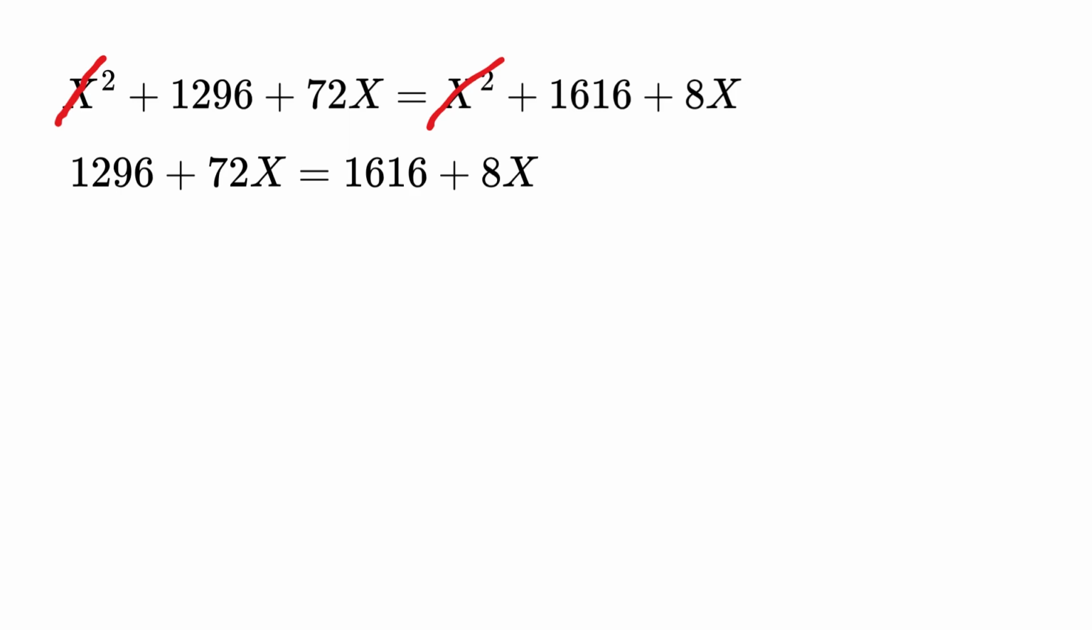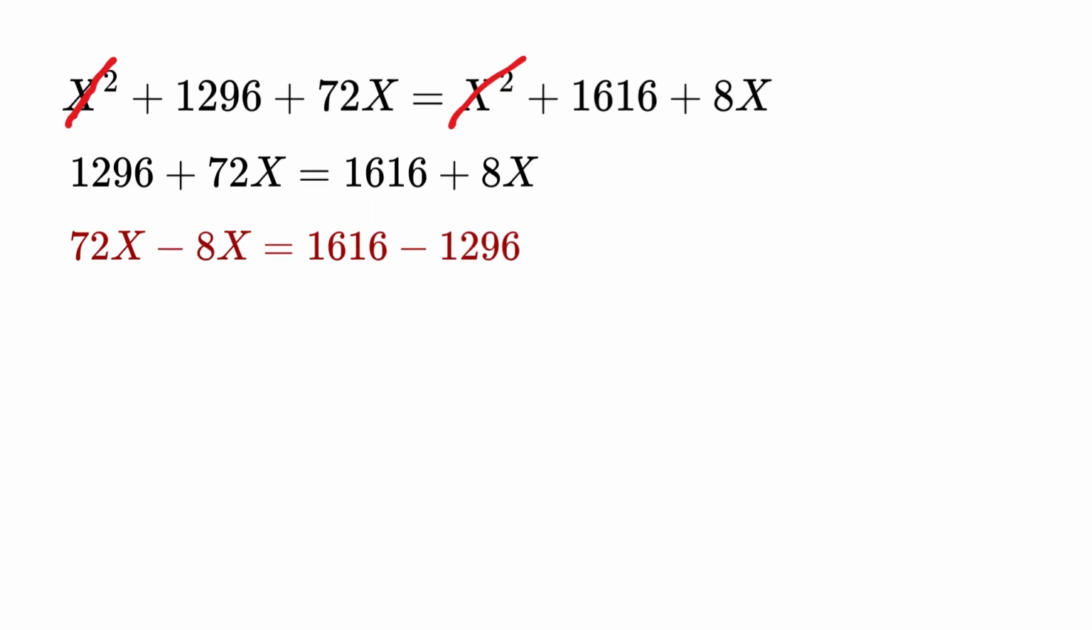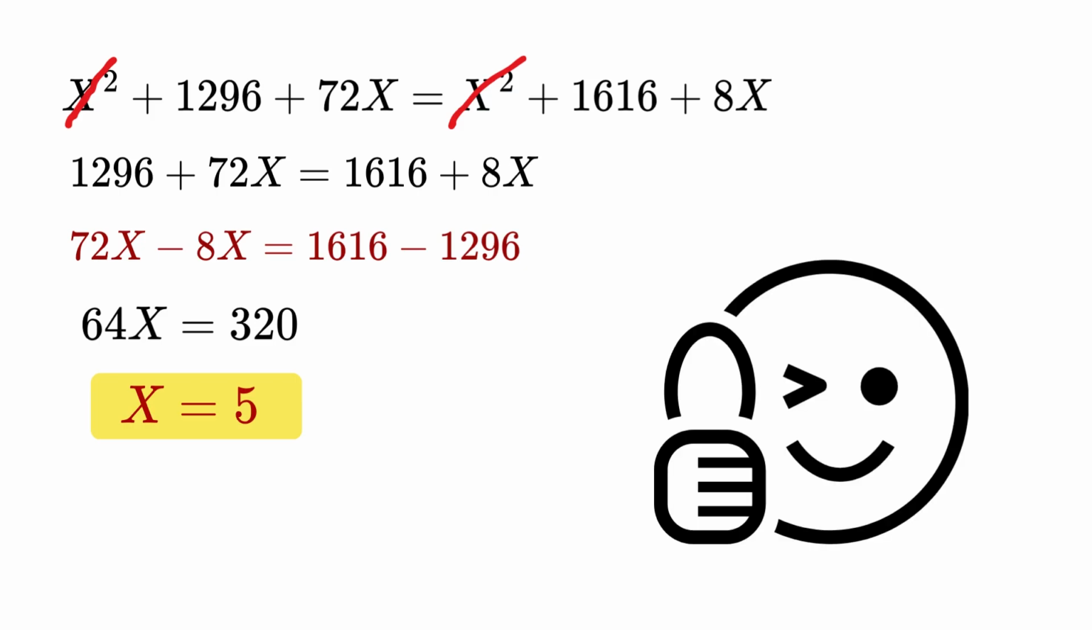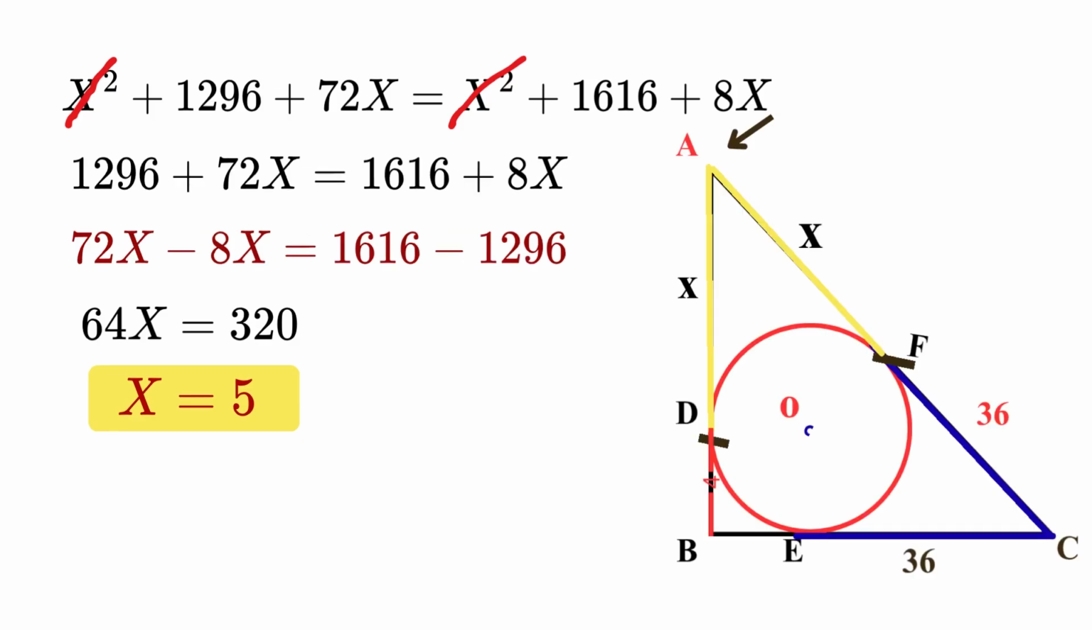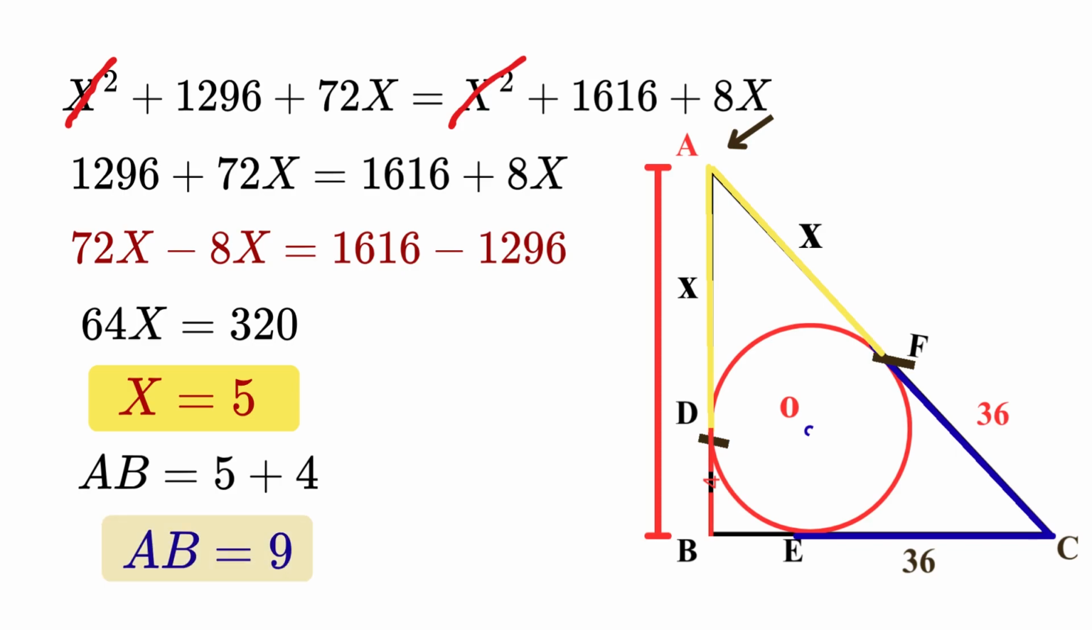By rearranging this, it becomes 72x minus 8x equals 1616 minus 1296. Now, after subtraction, it becomes 64x equals 320. Dividing both sides by 64, we get x equals 5 units. Awesome! We found x. But remember, we needed to find the height AB. Right, which equals x plus 4. So, AB equals 5 plus 4 equals 9 units. And that's our answer. The perpendicular side of the triangle is 9 units.